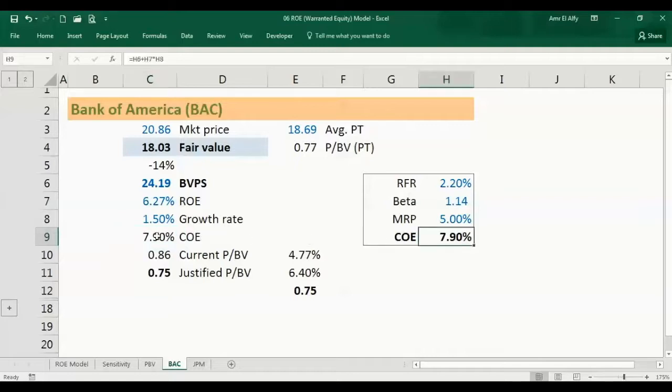What's the cost of equity? This is the third thing we need, which is the cost of equity. Here we have it at 7.9. How do you calculate it? It's basically using the CAPM model. Risk-free rate is 2.2%, the beta is 1.14, and the market risk premium is 5%.